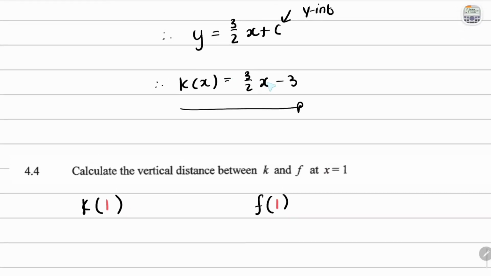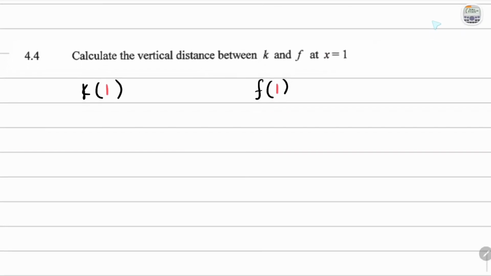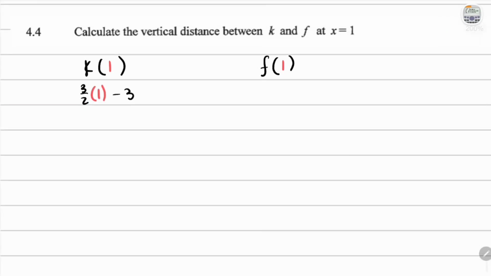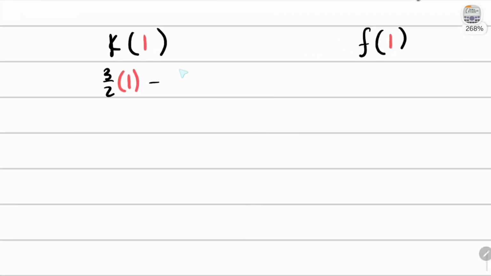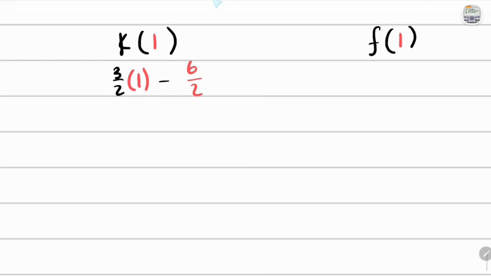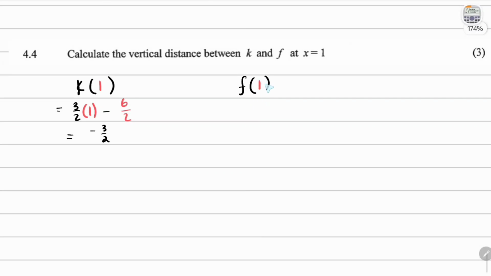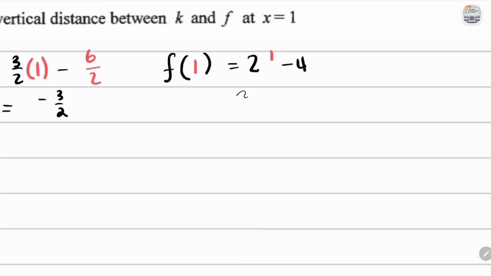So k of x is equal to this, so we'll just substitute 1. And that's going to be 3 over 2 minus 3. 3 can be looked at as 6 over 2. So 3 minus 6 is negative 3. And so that's going to be negative 3 over 2. So this is equal to negative 3 over 2. And then f of 1. So that's just 2 minus 4, which is negative 2.